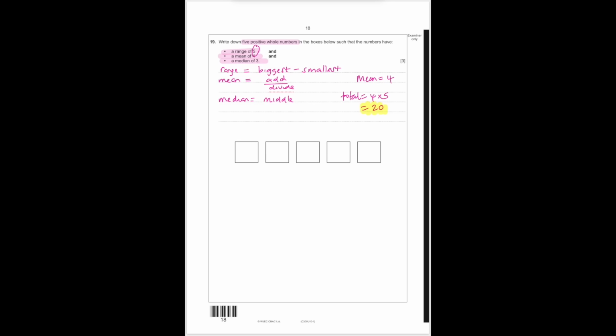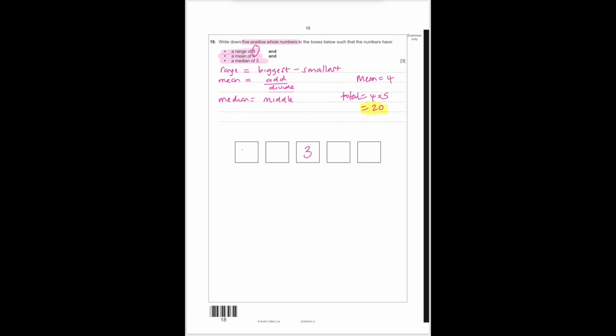We want the median to be 3, but we want the range to be 5. So there's probably a variety of different numbers you could use here. If I want the median to be 3, I'm going to start by having my middle number as 3, because if I write them in order and I cross them off on either side, that middle number being 3 would give us that median. So now what we need to think of is, what would our smallest and biggest number be? Because we want them to have a difference of 5. We want them to have a range of 5.